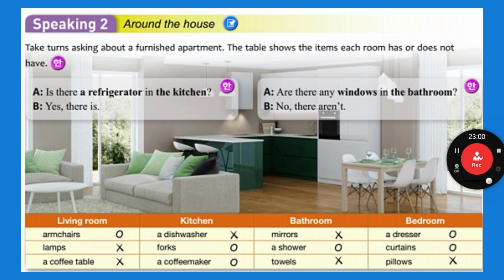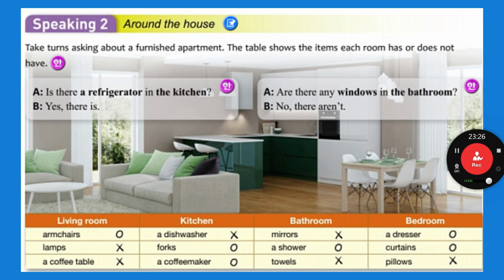So put this on pause and practice going through all of these. Be sure you understand this. If you're talking about a coffee table, is there a? If there's more than one, there's an S like forks. Are there any forks? Practice this.